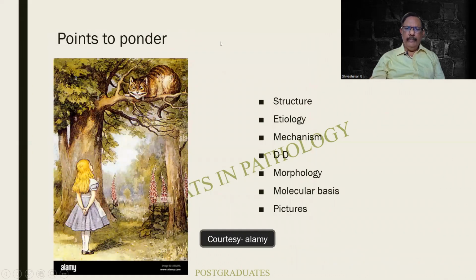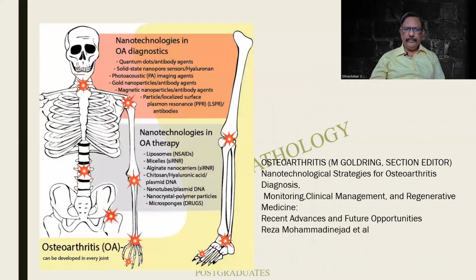The points to ponder. We have dealt with the structure, the etiology, mechanism, differential diagnosis, morphology, molecular mechanisms, and the pictures. To me, pictures are worth a million words. And this is one, Alice in Wonderland, through the looking glass. Thanks to LME. The last slide, nanotechnologies in the diagnosis of osteoarthritis and in the treatment of osteoarthritis. This is a reference for it. Various things have been given. Go through if time permits.